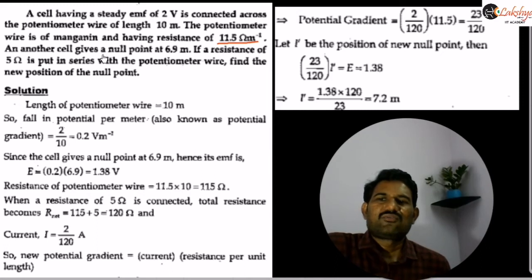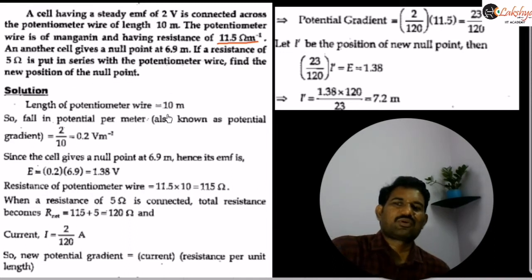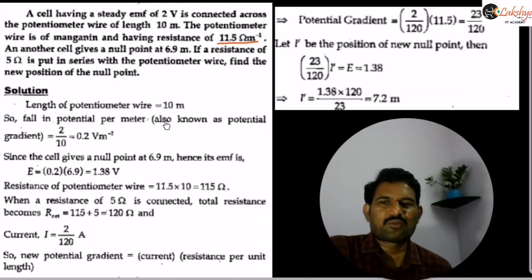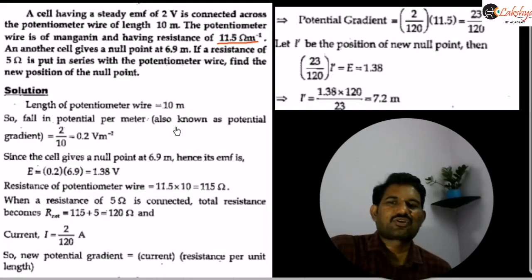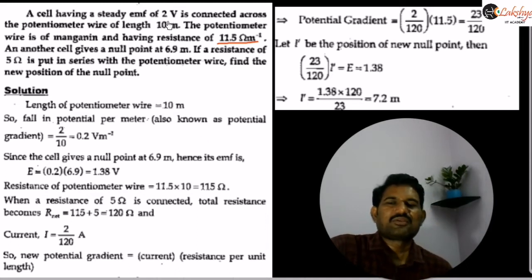Another cell gives a null point at 6.9 meters. If a resistance of 5 ohms is put in series with this potentiometer wire, then find the new position of this null point. So that means initially that series resistance is not there in our primary circuit. Now they are adding that series resistance there. So the length of this potentiometer is given. Now follow this potential drop per meter, that means the potential gradient we are calculating here. In the primary circuit there is no resistance, only the resistance of this cell will be there.